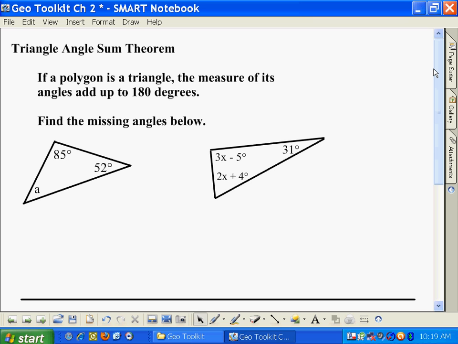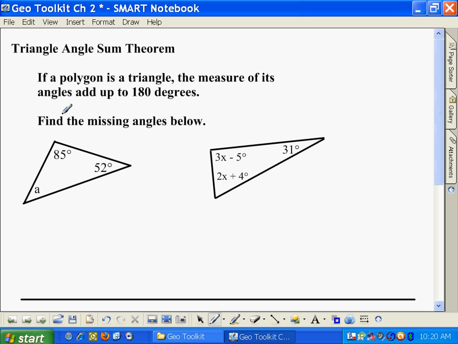Alright, the next toolkit entry for our geometry class is what's called the triangle angle sum theorem. And on this page we're going to have two different ideas. This is the first one, and the second one will be coming up in a few minutes. The first main idea is that if you have a triangle, the measures of its angles add up to 180 degrees. So all three angles have to be 180 degrees if you have a triangle.